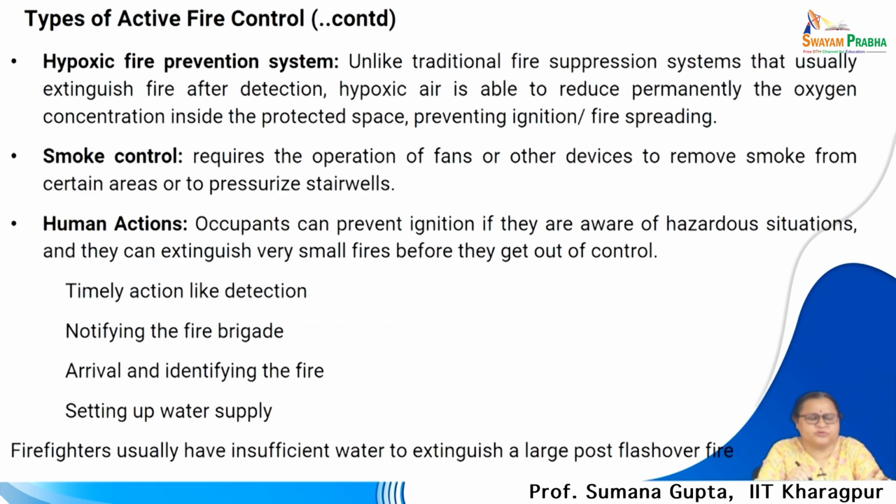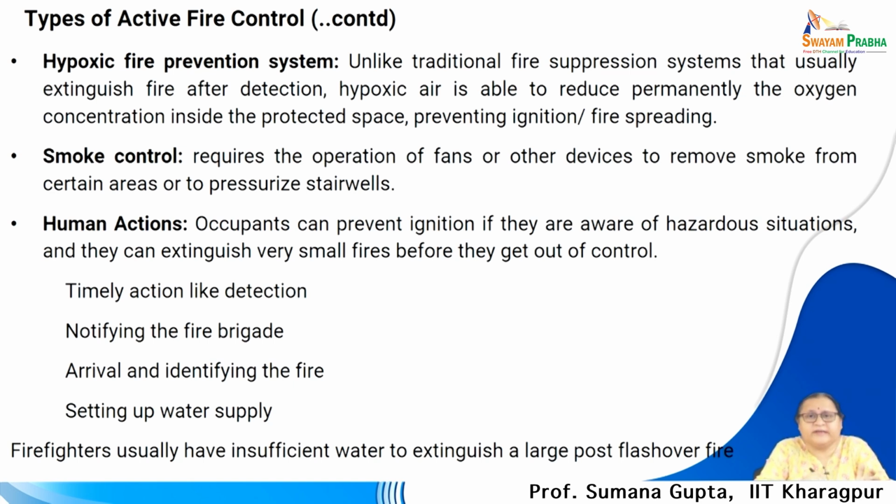Now, let us come to the other systems. There are certain other systems, such as the hypoxic fire prevention system, which is not exactly like the traditional fire system. However, they extinguish fire after detection, and they reduce the oxygen in that area and prevent the fire from spreading further.